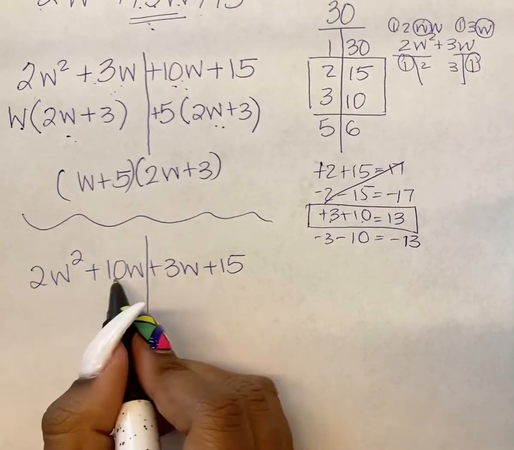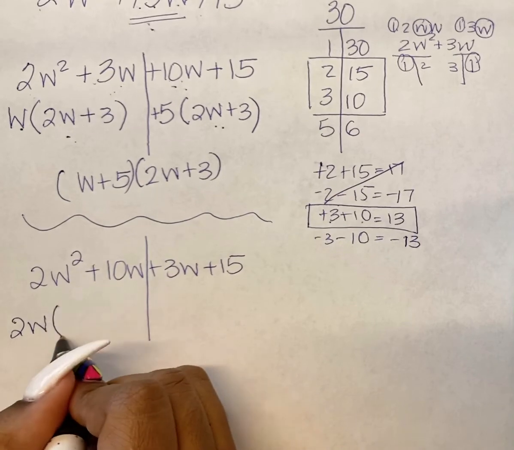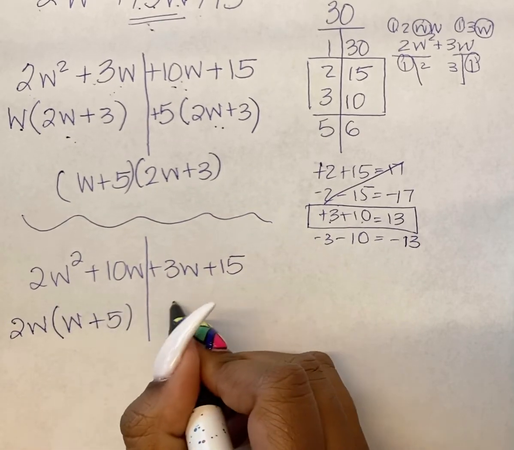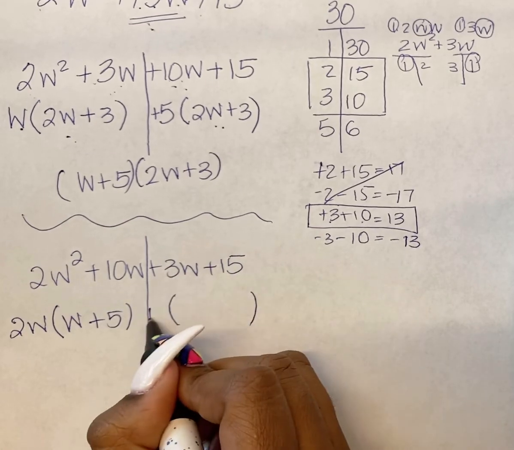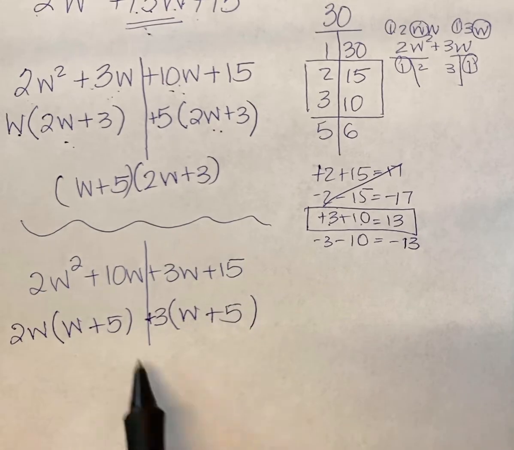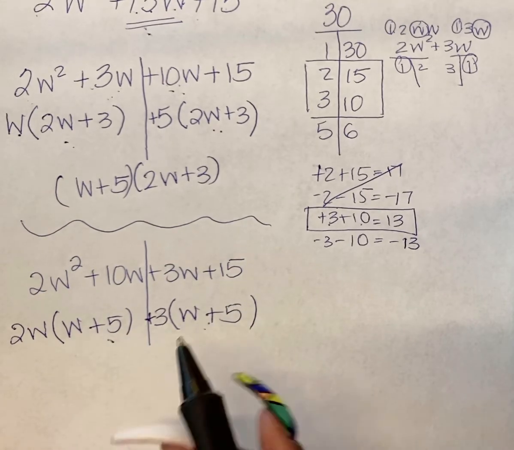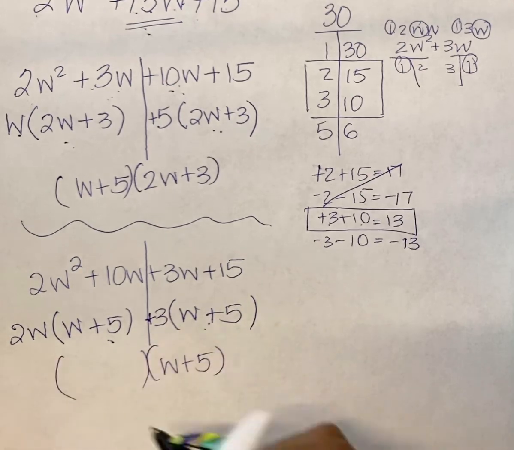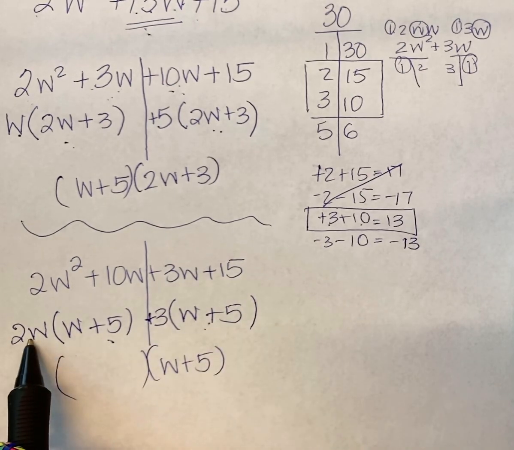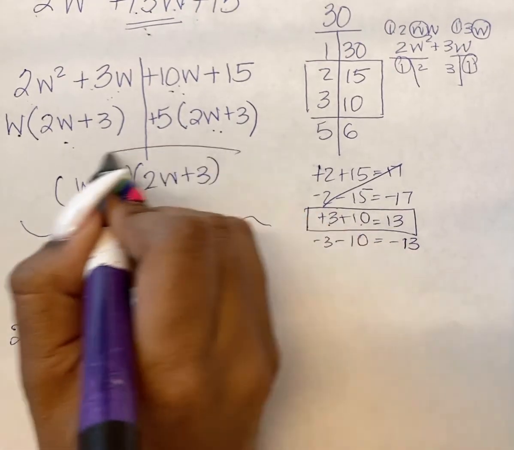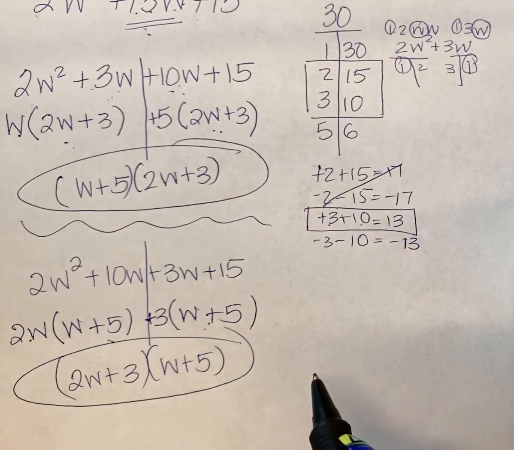My greatest common factor here is now 2W, and what's left is a W plus 5. My greatest common factor here is a positive 3, and what's left is a W plus 5. So you see we still ended up with the same thing inside of the parentheses. I have W plus 5, and what is left goes in the other set of parentheses, which is 2W plus 3. And so you can see that these two are the exact same.